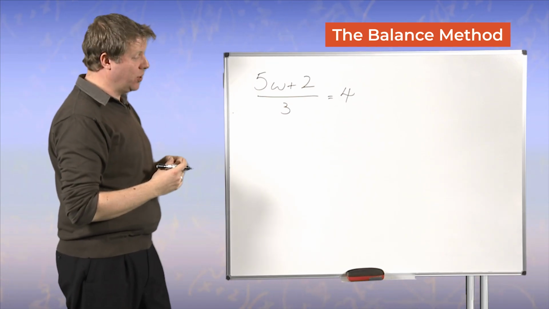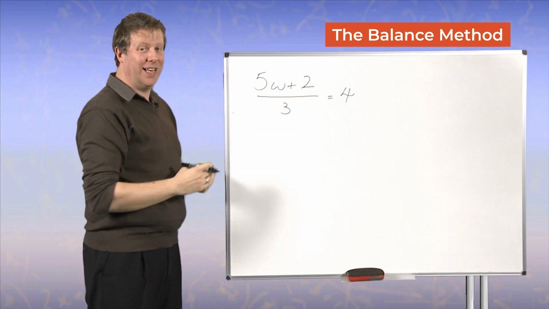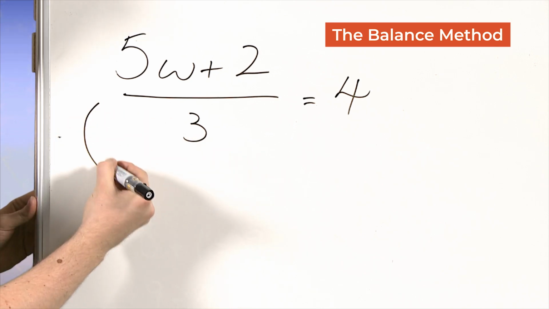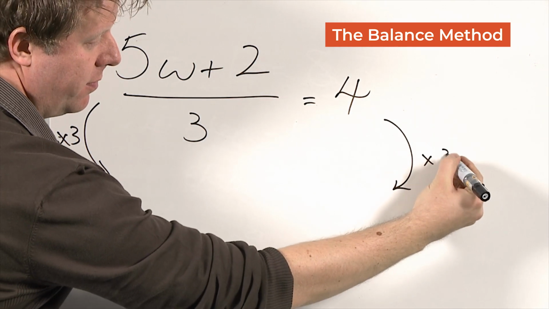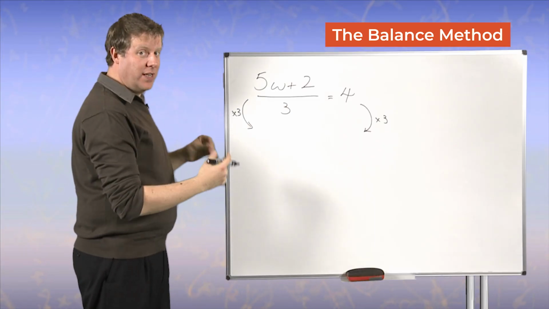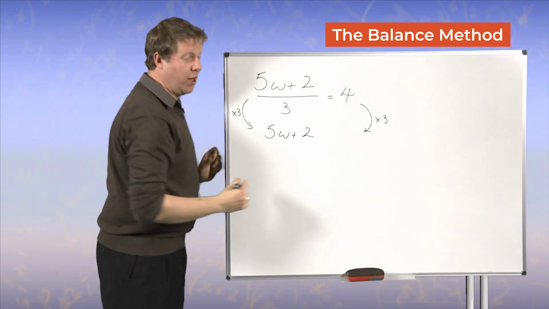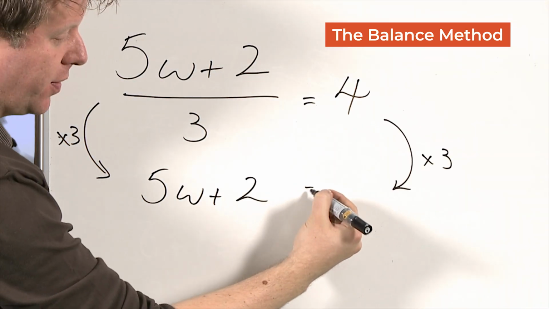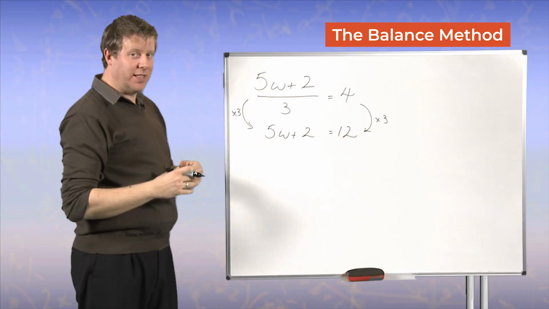So the first thing I need to remove is this divide by 3, because remember, everything on top is being divided by it. So the opposite of divide by 3 is to multiply by 3, and we'll do that to both sides. So by multiplying by 3, we get rid of that divide by 3 on the bottom, so it will leave us with 5w plus 2. And on our right-hand side, 4 multiplied by 3 gives us 12. That's the first step done.